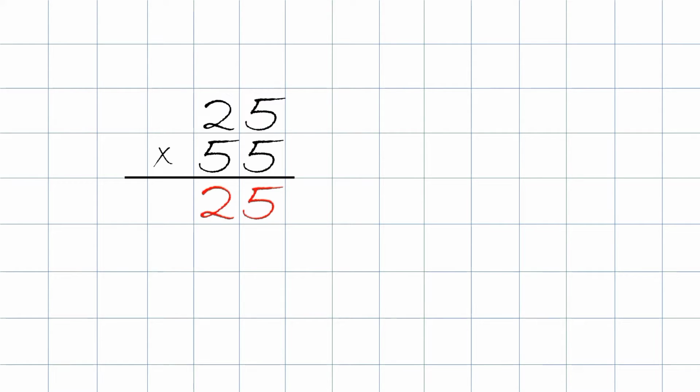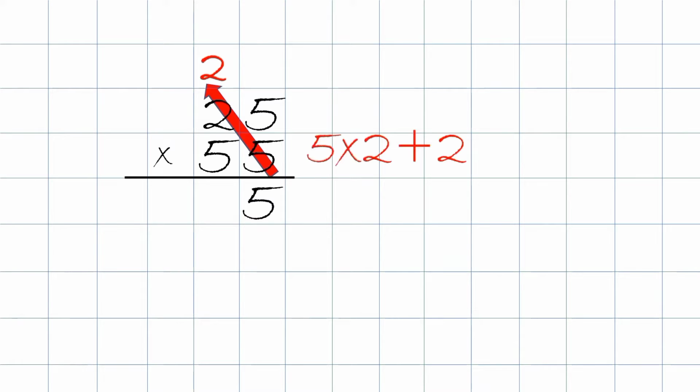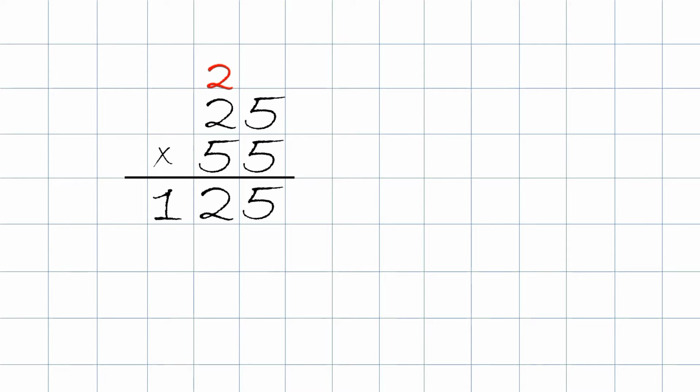So 5 times 5 is equal to 25. So we shall write 5, then we carry 2. The 2 we carried, we put up, then we go ahead and multiply 5 times 2. The answer we get, we shall add to the 2 we carried. So 5 times 2 is 10 plus 2 is 12. So down here we write 12 and get 125.